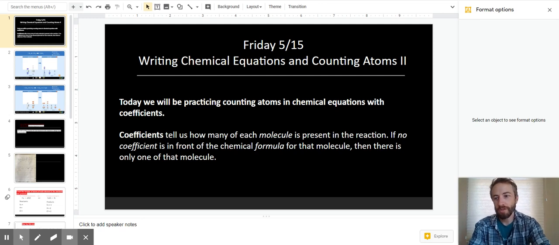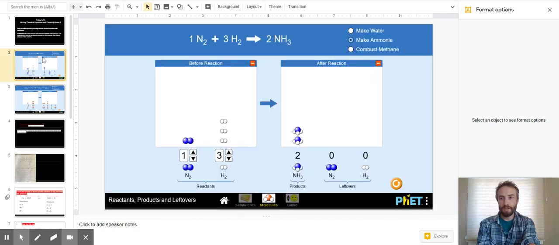molecule. And we'll start today by reviewing a couple of slides from the interactive PhET simulation that was at the end of yesterday's presentation. If you haven't had a chance to go there yet, I strongly encourage you to do so. And the link will be provided to you in the Google Classroom post from yesterday. And it's kind of fun. You can definitely teach yourself a bit more about how chemical equations work.